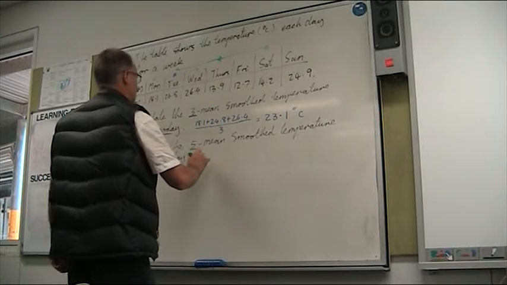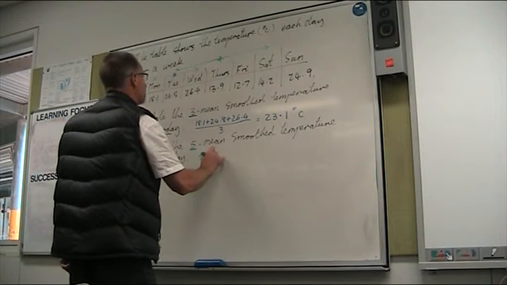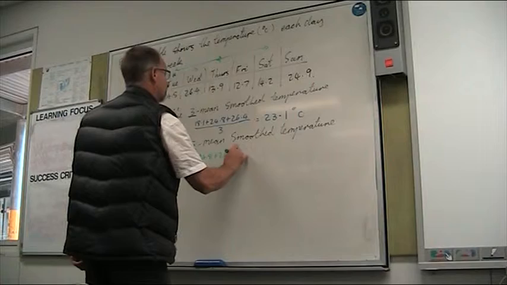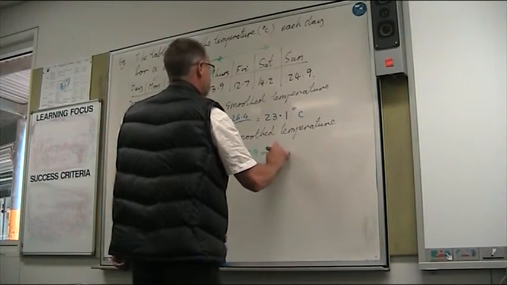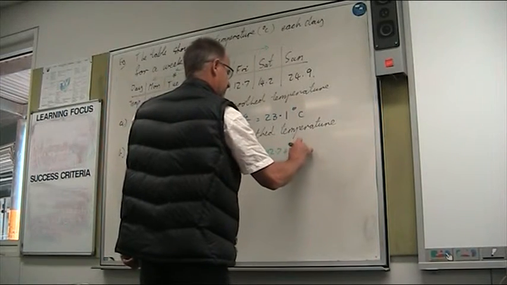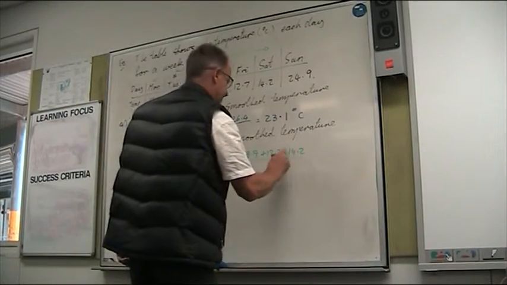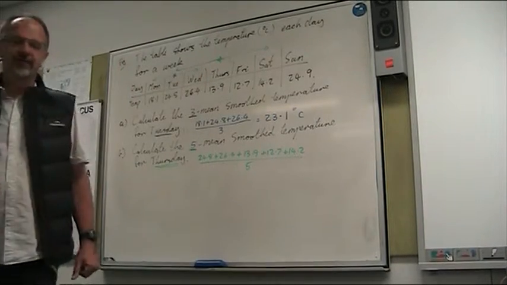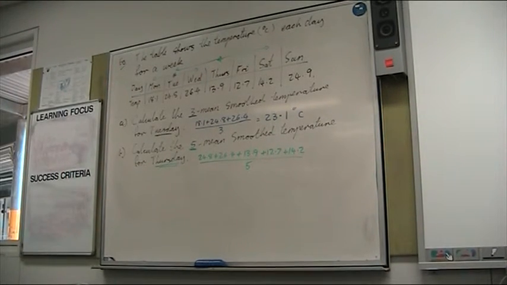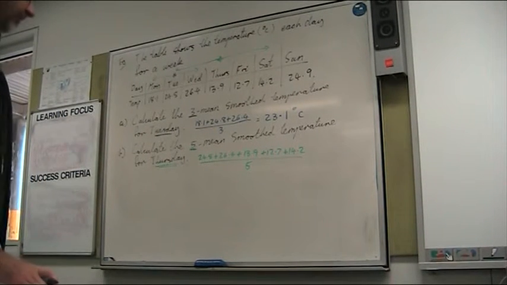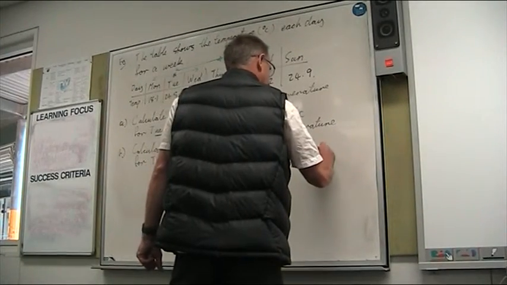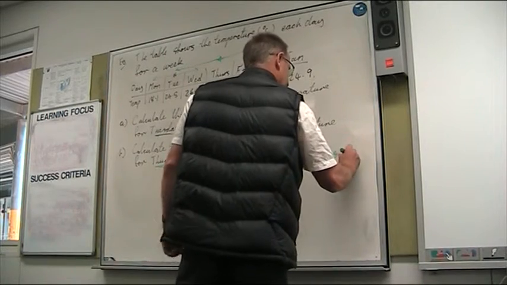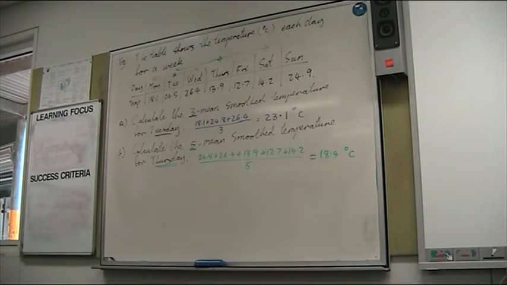And so again, we just add those up: 24.8, 26.4, 13.9, 12.7 and 14.2, and because there's 5 of them, we divide by 5. When you work that out, I think it's 18.4 degrees Celsius for that.